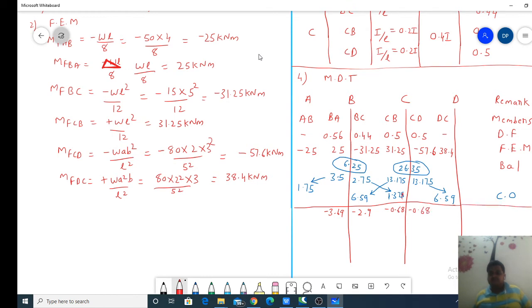So this is my second step of balance. Now after this, carryover. Half here I need to carry over, that is minus 3.69, half means minus 1.84, and this minus 2.9 means minus 1.45, and this 0.68 means this will be minus 0.34, and here also it is minus 0.34. So this is the second step of iteration.